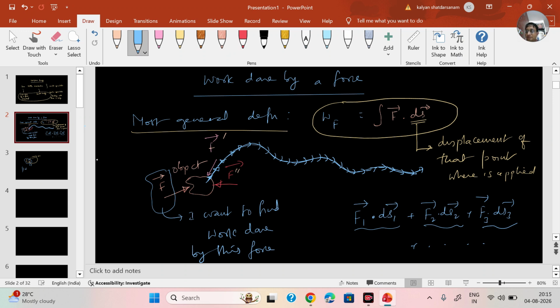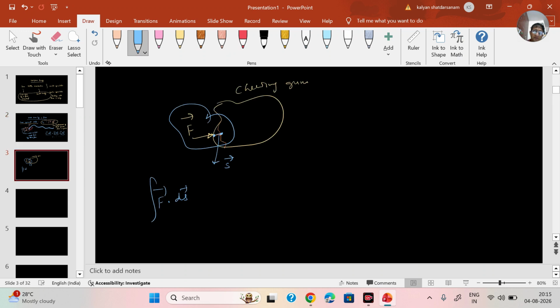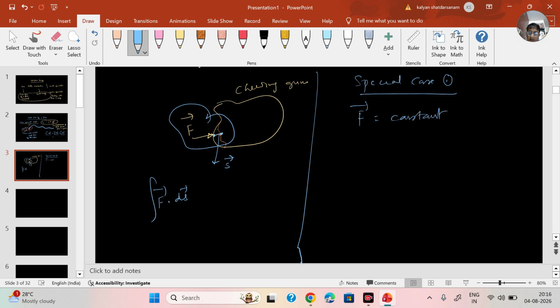Now, having said this much, let's go to the special cases. What are the special cases? Special case 1: force is constant. This is one of the most common cases which we encounter. When I say force is constant, neither its magnitude nor its direction should change. Both are not changing. If any one of these changes, then the force is not constant.